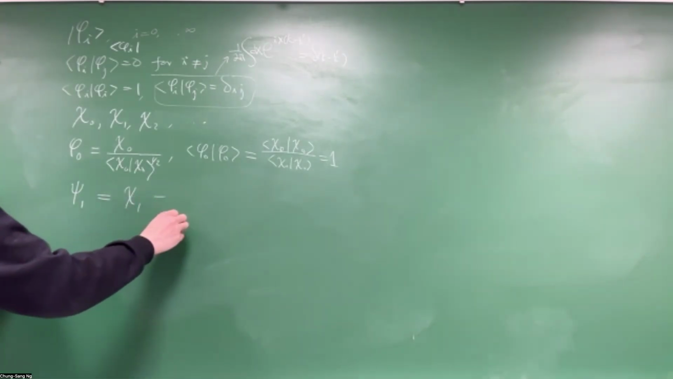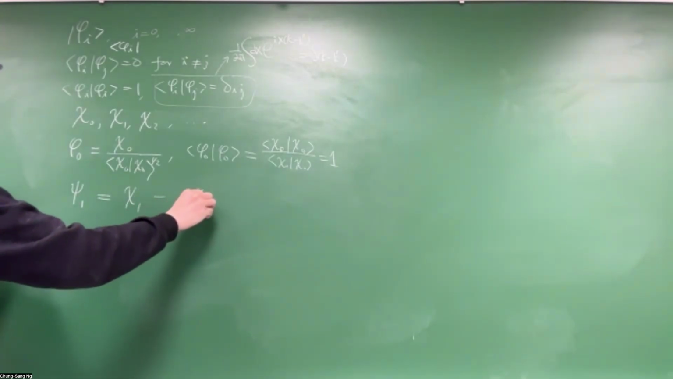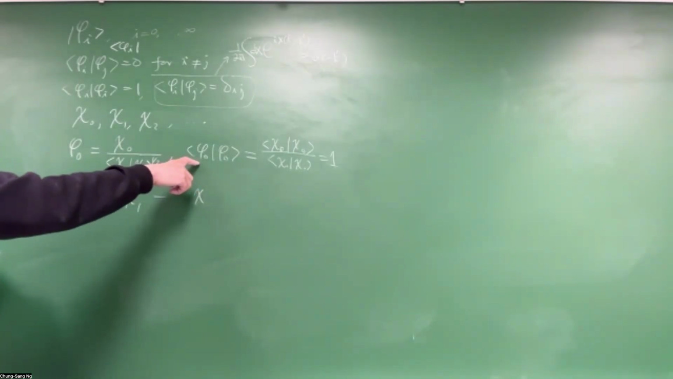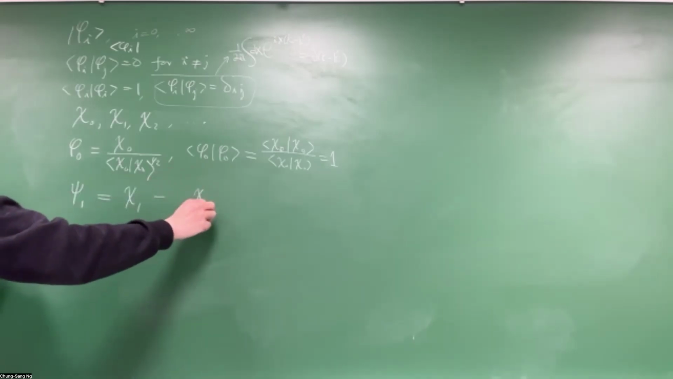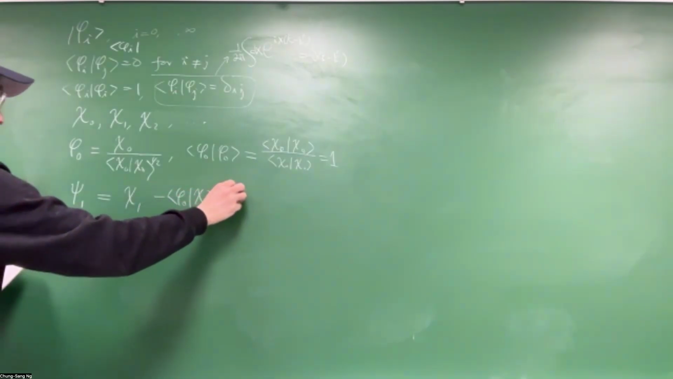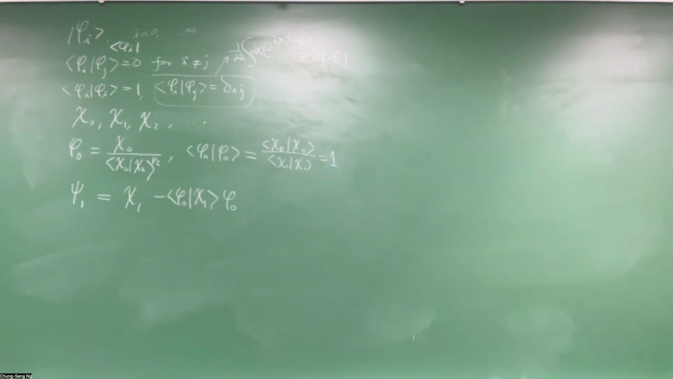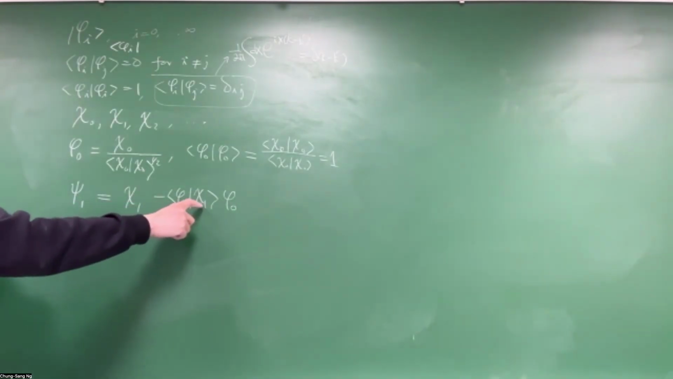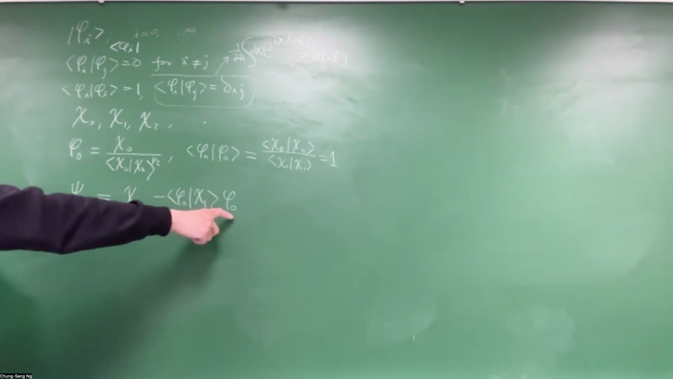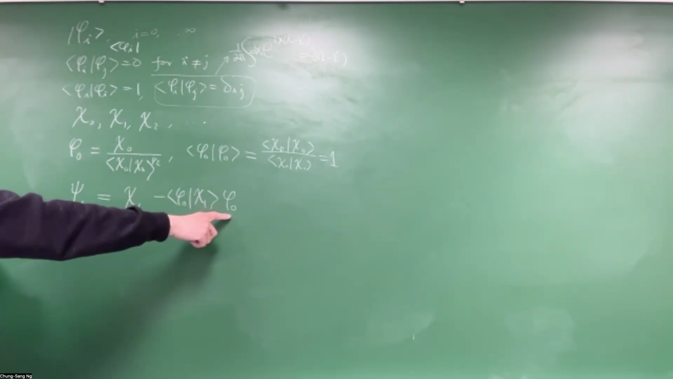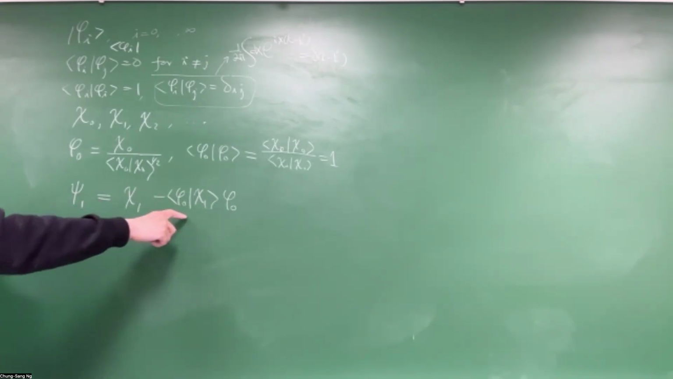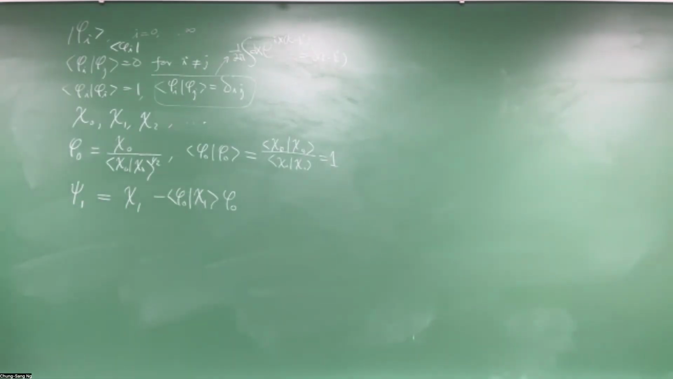You want to basically expand chi 1 in the basis of phi 0, just using our rule for doing that. So the projection is the scalar product of chi 1 with phi 0, multiplied by phi 0. That will make sure that psi 1 and phi 0 are orthogonal, and you can check that.